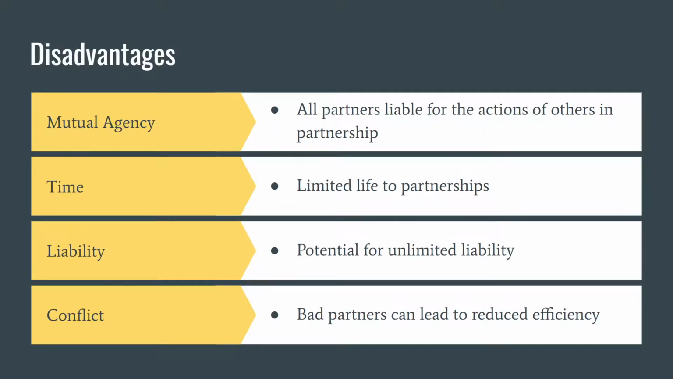But on the disadvantages side, there's mutual agency, where you are liable for your other partner. So if they make a bad decision, it can impact you. Time: many times partnerships will eventually fall apart. And in terms of liability, you still have the potential for unlimited liability, not limited liability, meaning that you are still liable for the risks of the company. And then finally, conflict. If you have bad partners, this can actually lead to reduced efficiency.